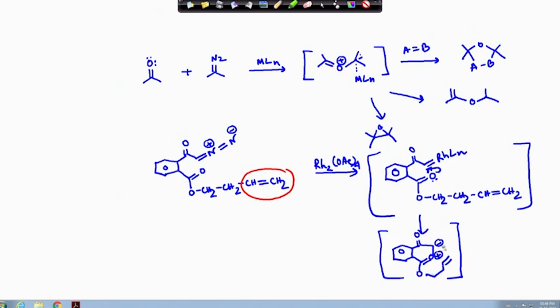Now, you see this is nicely placed for a 3+2 cycloaddition. This ylide is there and this olefin is there. So it can go through this 1,3-dipolar cycloaddition to give this fused product.